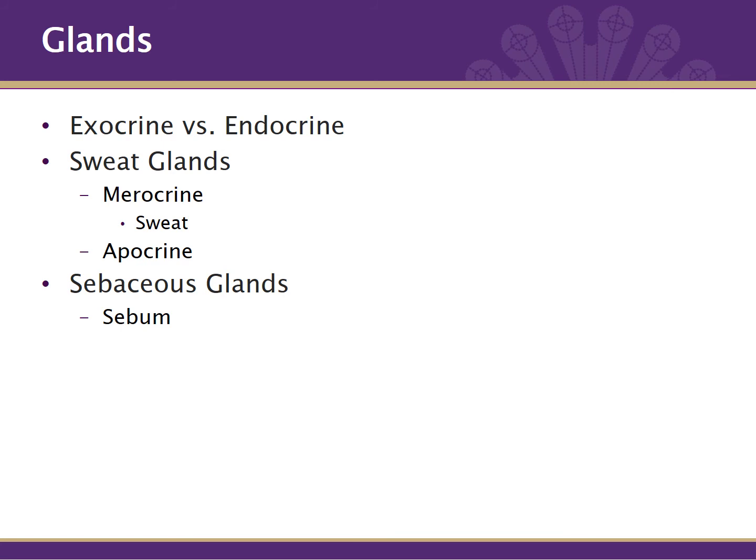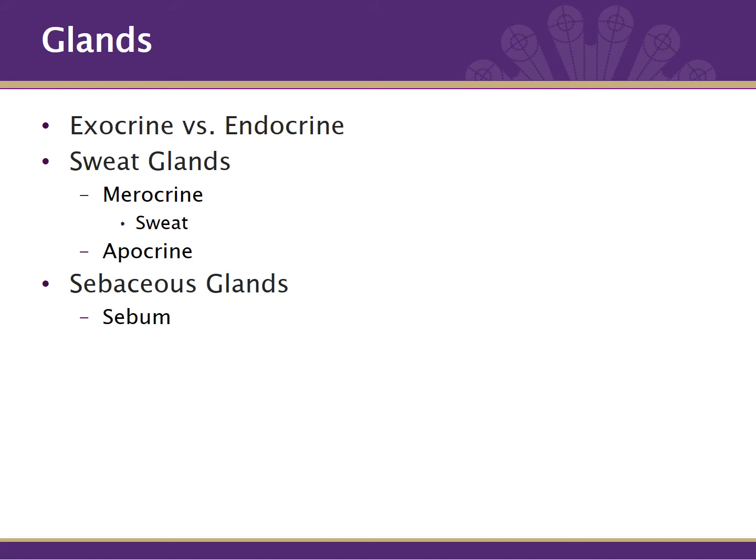Secondly, there are the sebaceous glands. These produce an oily substance called sebum. Sebum keeps the skin from being dry and brittle. It also helps to make hair shiny. It is basically our natural lotion. Ducts usually open into hair follicles, however, some can open to the surface directly.